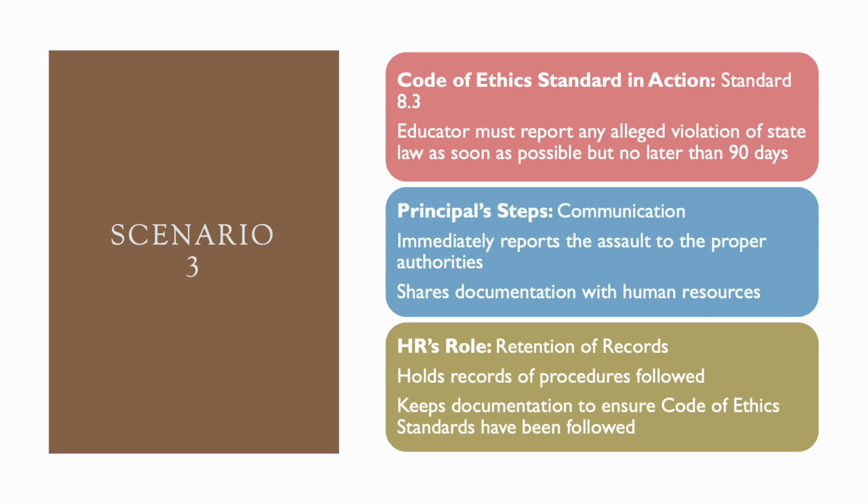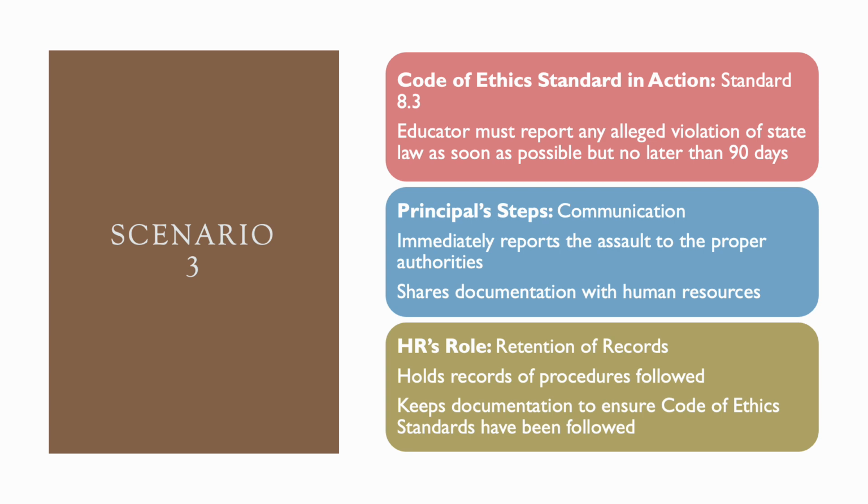In scenario number 3, it was a little bit of a different scenario because it didn't necessarily show that there were any violations. So instead, the standard that would come into action would be Standard 8.3, where the educator would have to report any alleged violation of state law as soon as possible, but no later than 90 days after the report was made or after the educator was made aware of the situation.